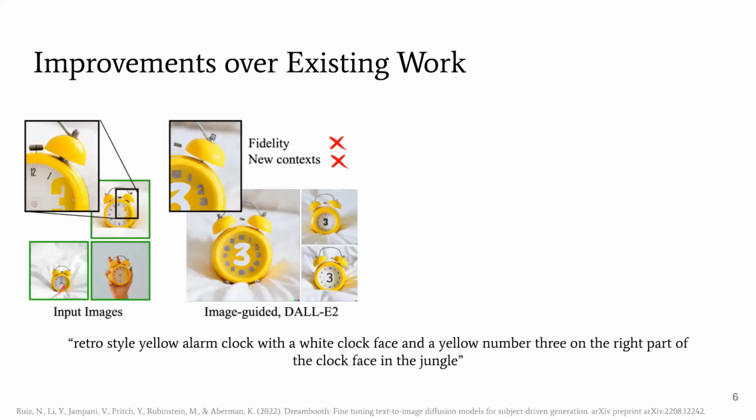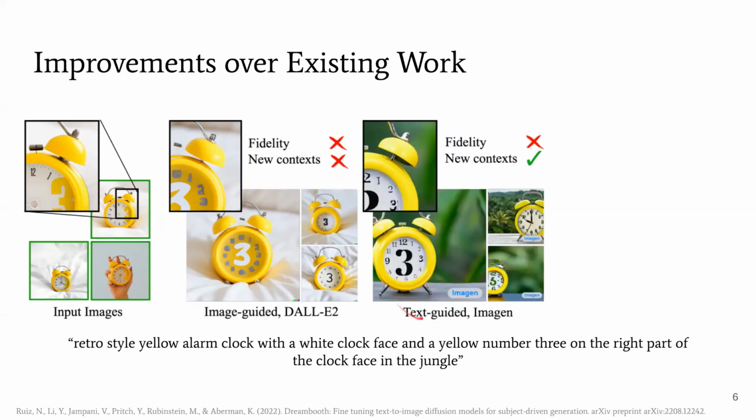So given these input images to tune on, only 3 of the same clock with a couple different backgrounds, along with the prompt: retro style yellow alarm clock with a white clock face and a yellow number 3 on the right part of the clock face in the jungle. We're asking it to reproduce this clock here in the jungle. If we give this to DALL-E, we see that it overfits on the training data. It just starts giving the same white background, and it only captures the high-level details of the clock. So it still knows it's a yellow alarm clock, but it's not quite the same one. So it fails on applying a new context and maintaining object fidelity.